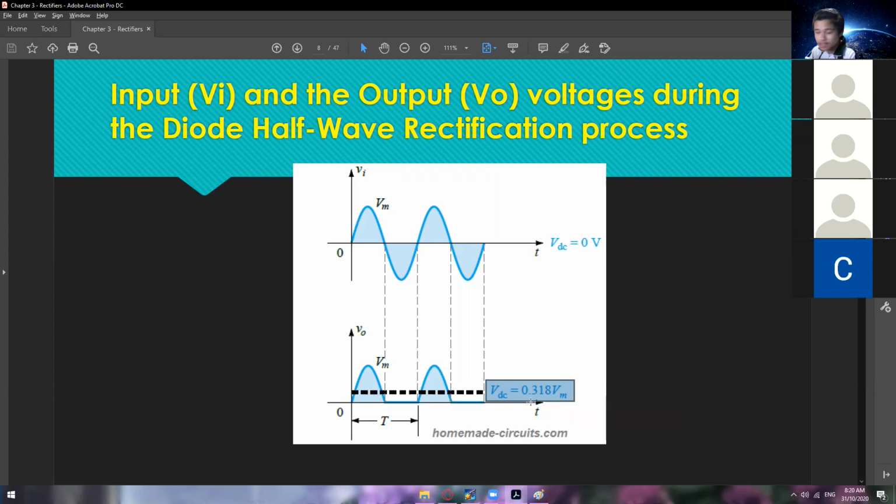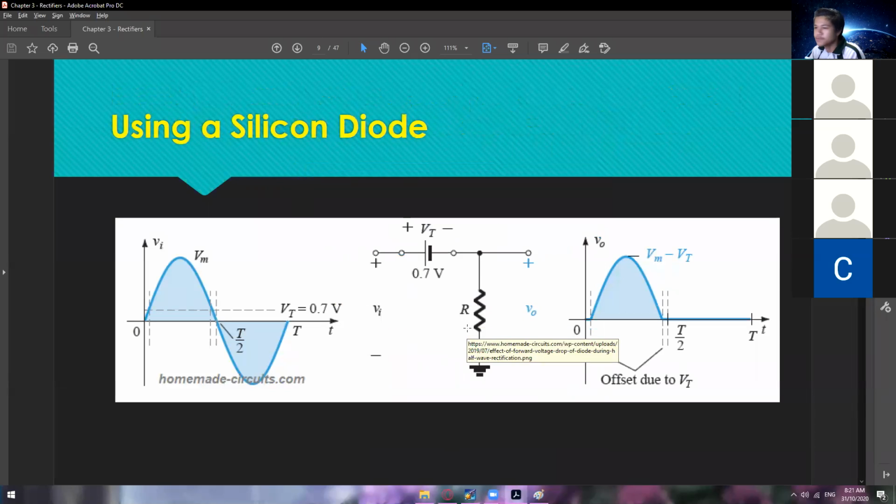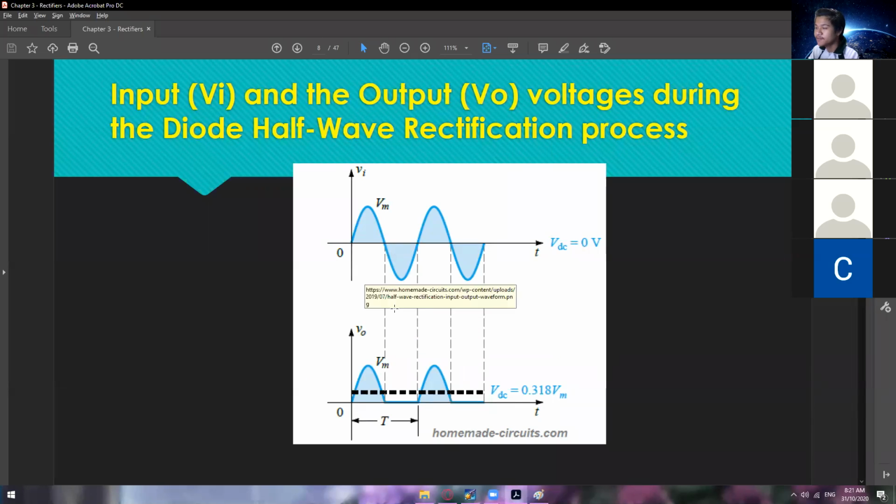So I repeat, when it comes to computing the VDC or the average voltage, just use 0.318 for the half wave and just use 0.636 for the full wave rectifier. Right? So I think we have here the solution. Oops, none yet. So that's it for the idea for now.